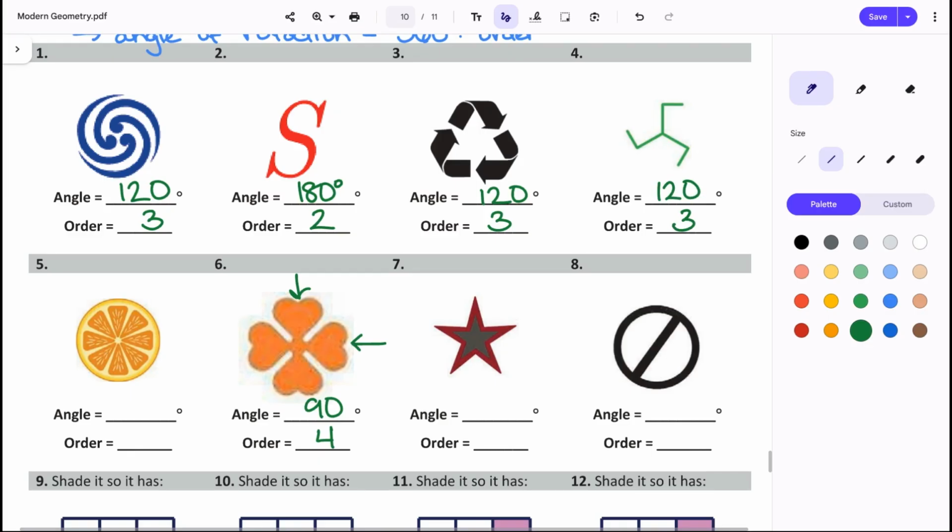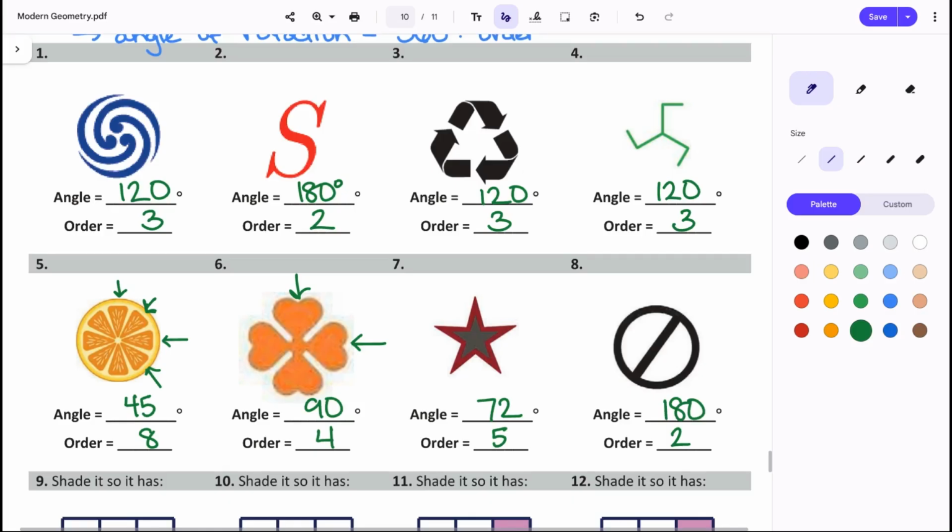5, 8. I think it's 8. Each slice, I guess, if you want to call it that, counts as something you could turn one partition. How much is the angle? Good, 45. 7? 5 should be the order because it's got 5 points. So angle would be 72. Good. And number 8, order 2, angle is 180. Good.